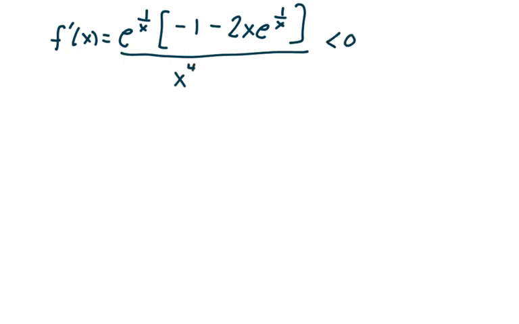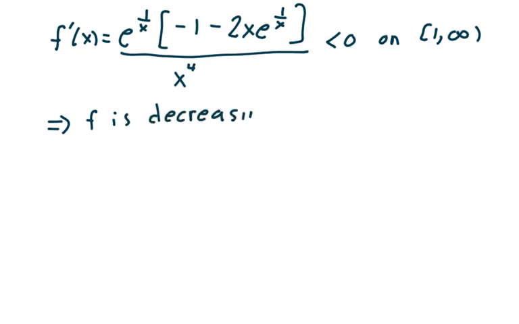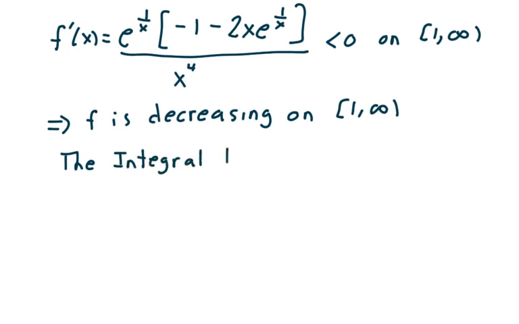That's less than 0 on 1 to infinity. So that implies f is decreasing on 1 to infinity, and the integral test applies. So it's a process to show the conditions. The integral test applies, shall we say. Okay?